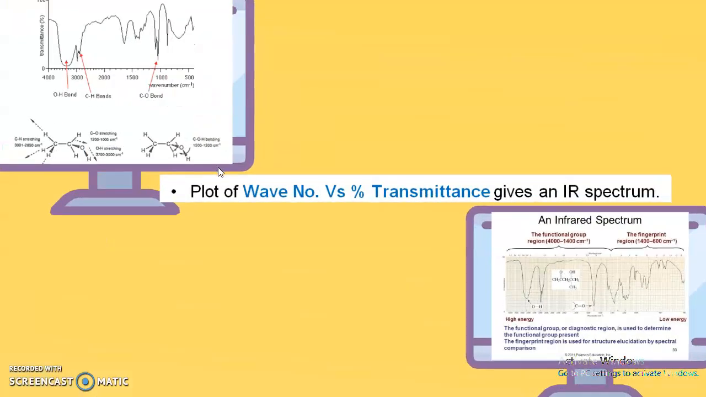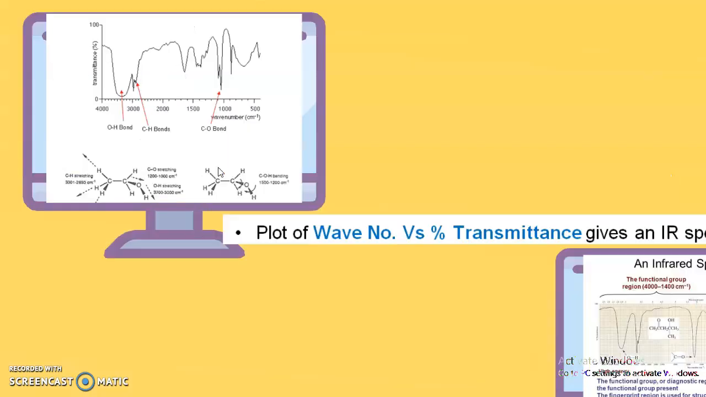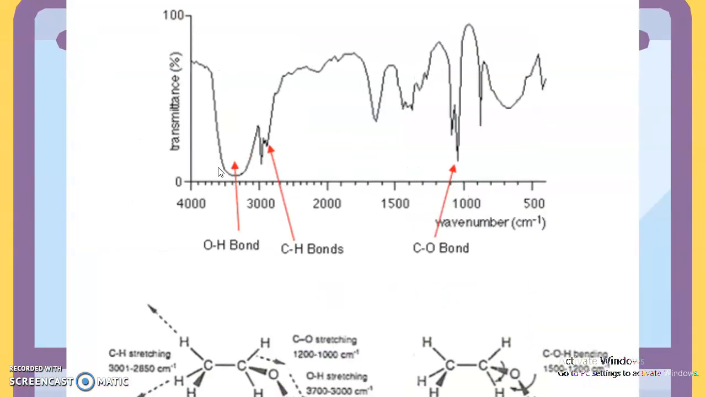So what is exactly an IR spectrum? An IR spectrum is a plot of wave number versus percent transmittance. Okay, so what exactly does this mean? My IR spectrum looks like this. As I said in the first slide, it gives me the information of functional groups. So you can see here you have CH3, CH2OH, that is an ethanol IR spectrum.